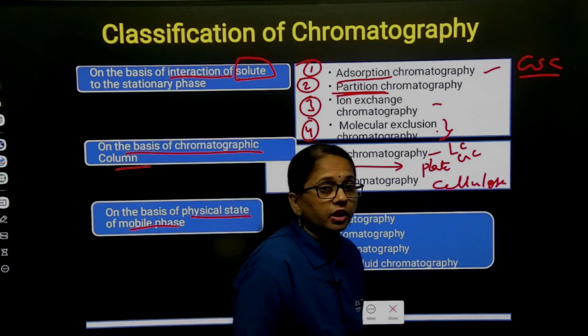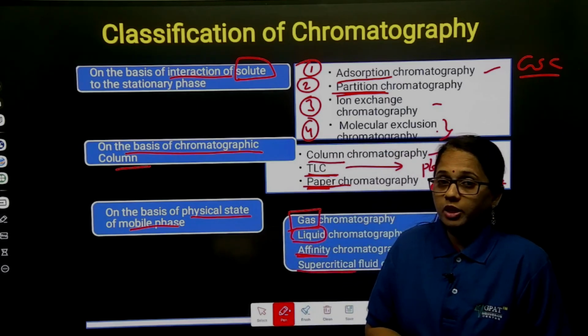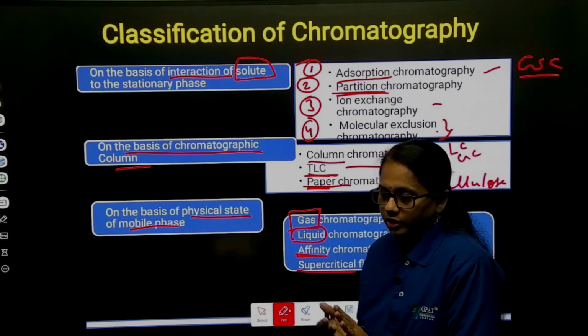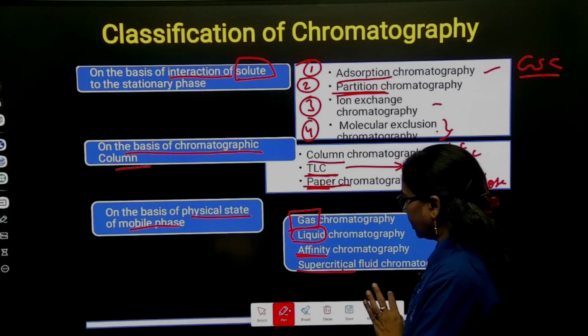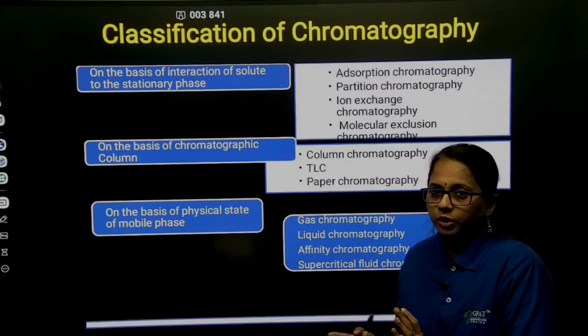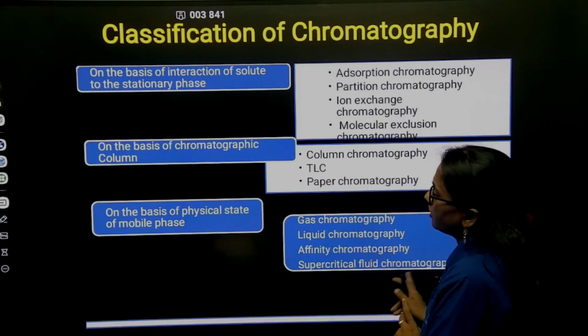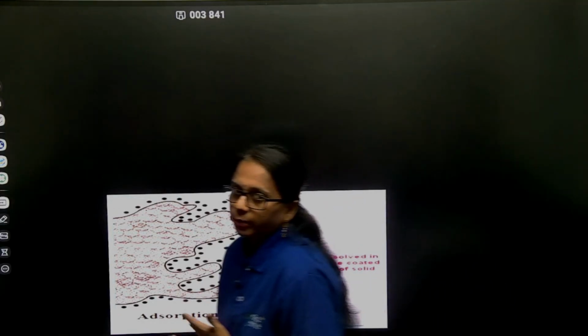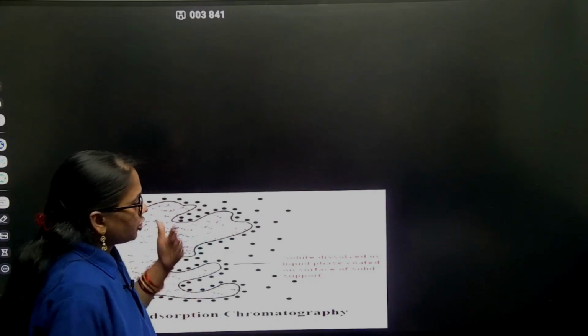So in this technique the mobile phase is going to be a fluid, not like liquid or not like gas. It is going to be a fluid. So that's why it is called supercritical fluid chromatography. So this is the classification of the chromatography. Now let us see one by one the basics of each chromatography technique.